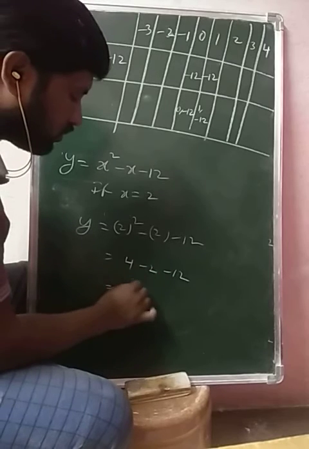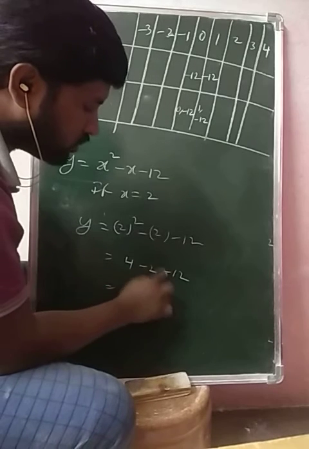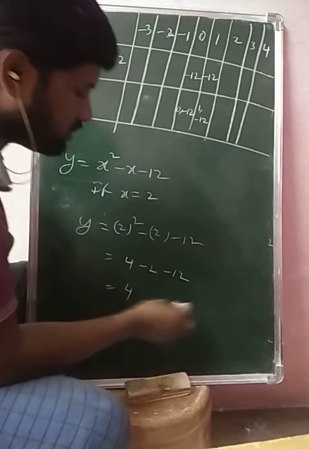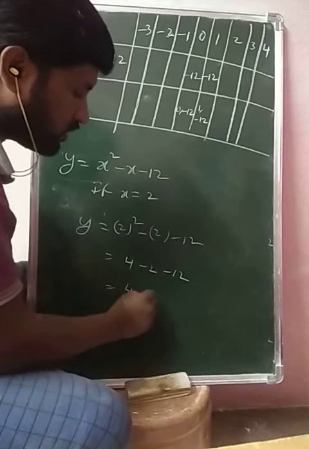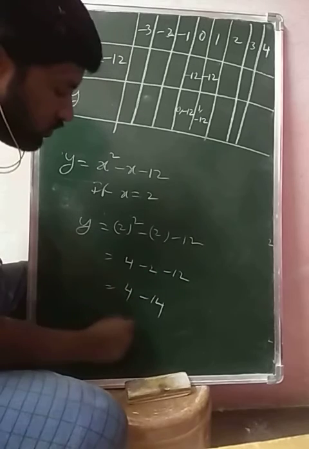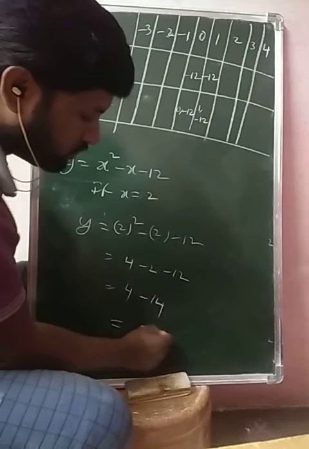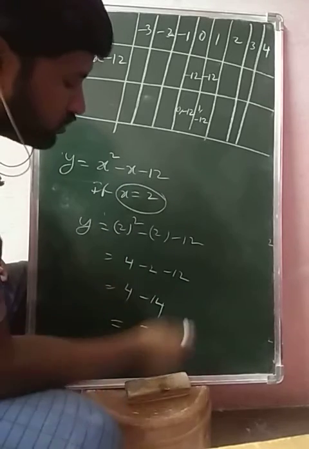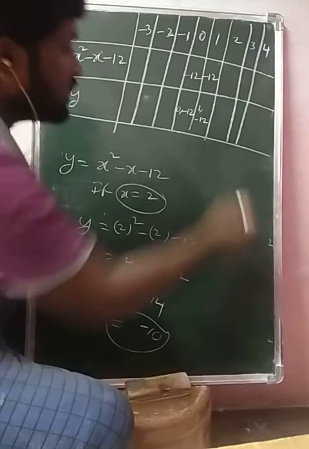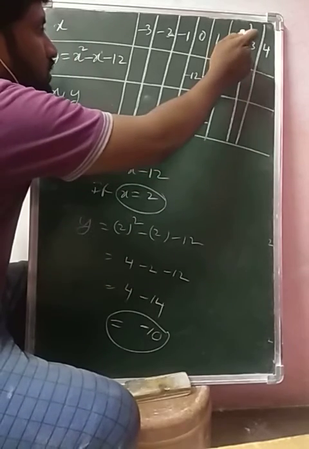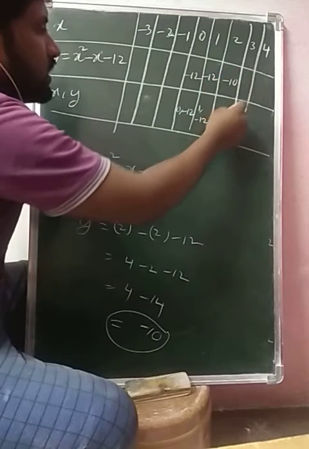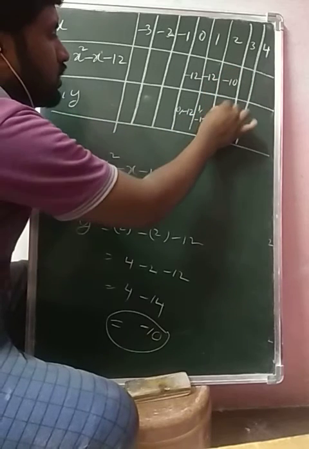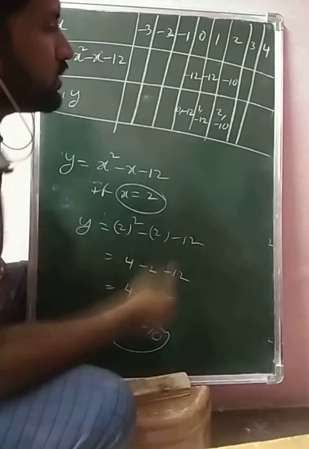Now clearly minus 2 minus 12 both are having same sign, like signs. Minus 2 minus 12, that is minus 14. So 4 minus 14 means that is minus 10. If you take x is 2, we get the value of y is minus 10, that is 2 comma minus 10.